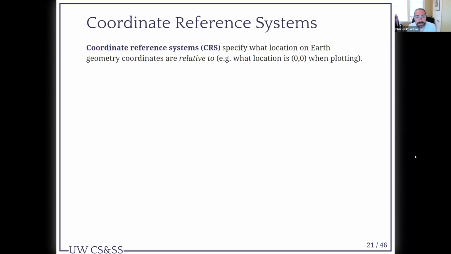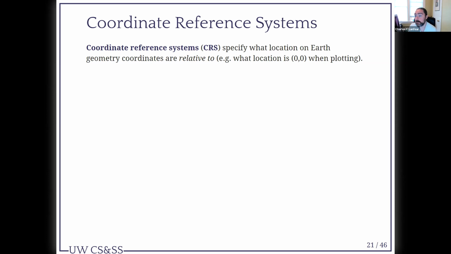So next thing I need to talk about: coordinate reference systems. A coordinate reference system, generally called a CRS, specifies what location, typically on Earth, the geometry coordinates in that geom column are relative to. So basically, what location describes 0, 0? If you think about it, we live on an oblate spheroid, so any particular location you pick is an arbitrary coordinate point relative to everything else. Picking a 0, 0 is arbitrary.